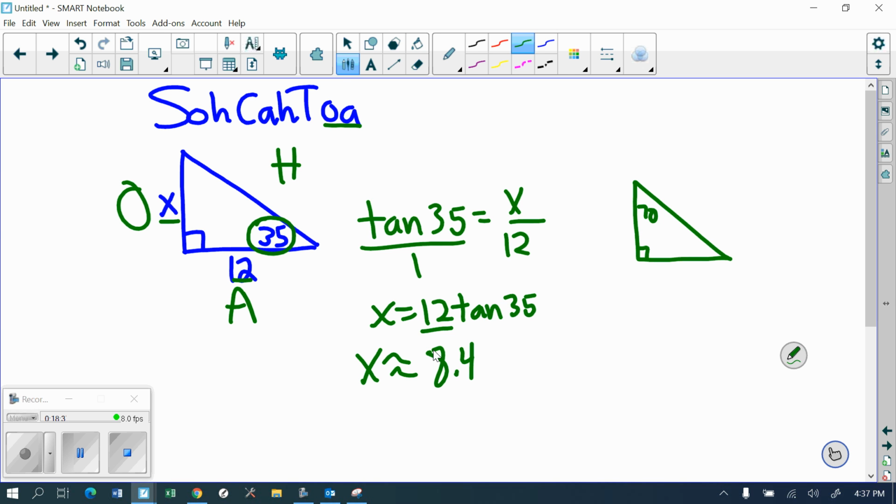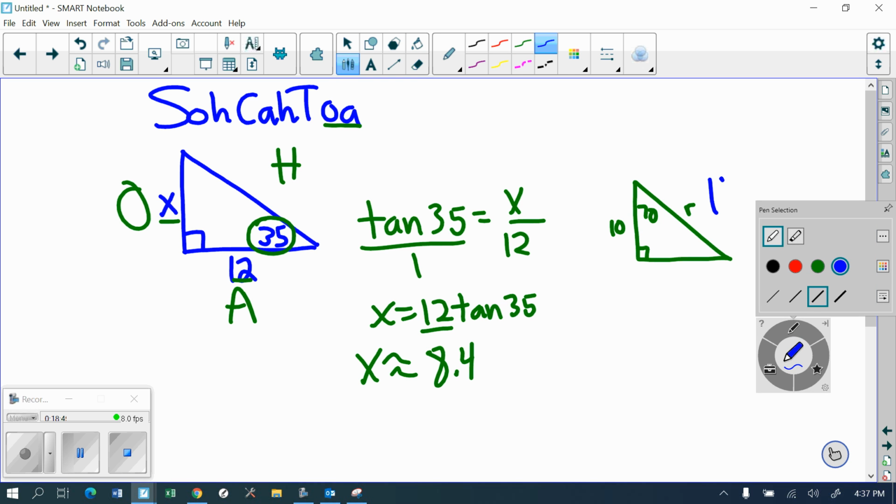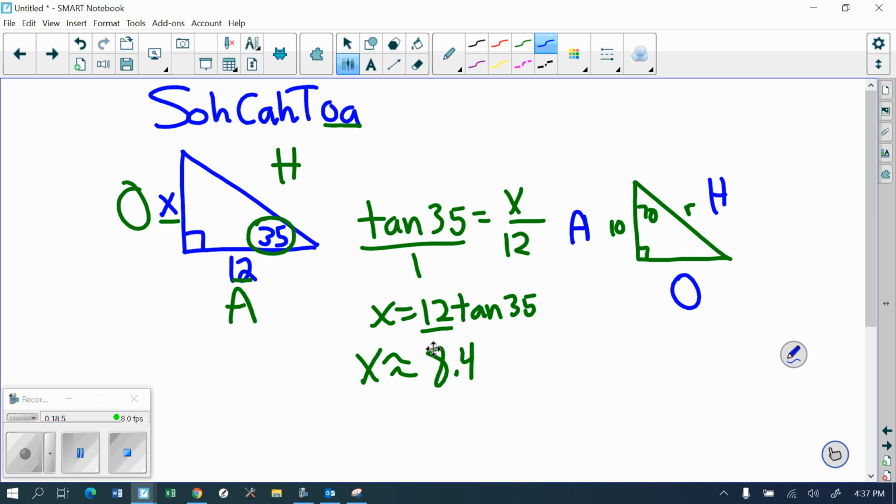This is 10, and they want you to find the hypotenuse. It's called R. So again, I identify my pieces. Hypotenuse is always hypotenuse, never changes. Next to the 70 is the 10. Next to me is adjacent, and across from is opposite. Okay, so I'm using the A here and the H.